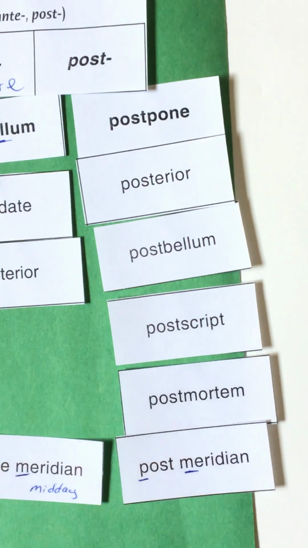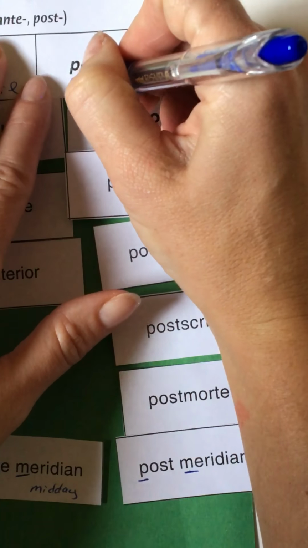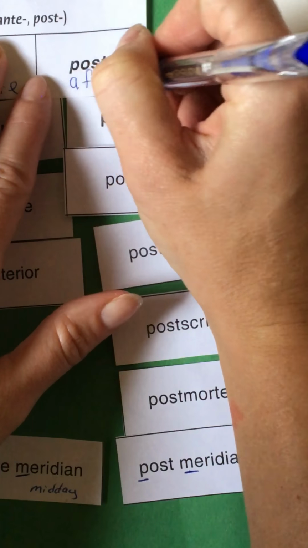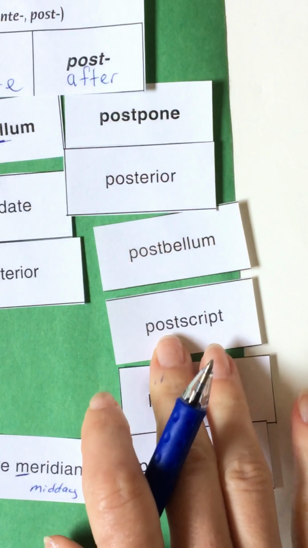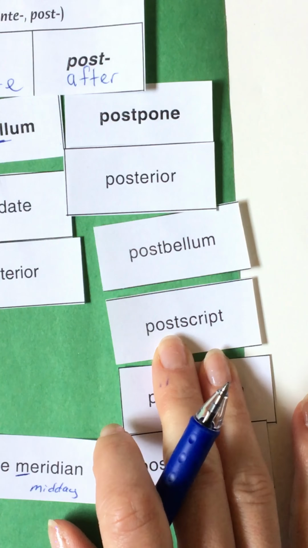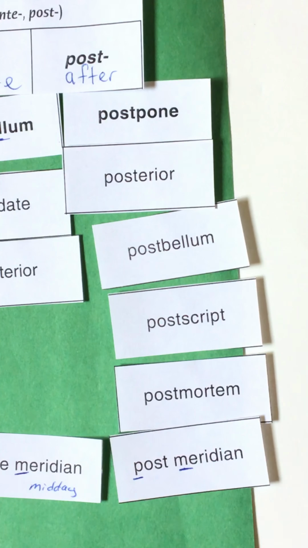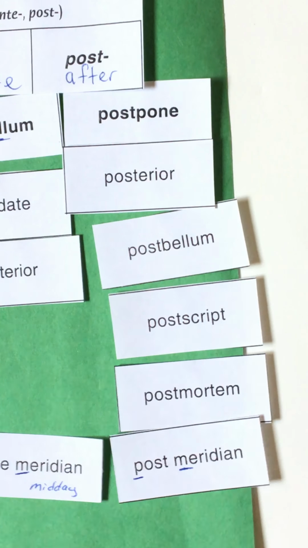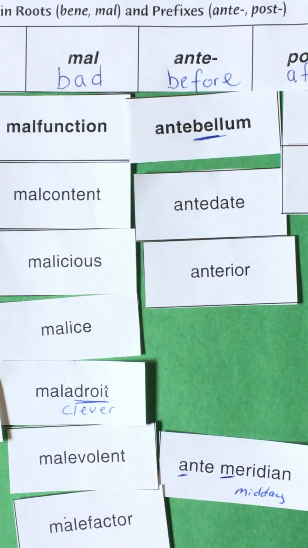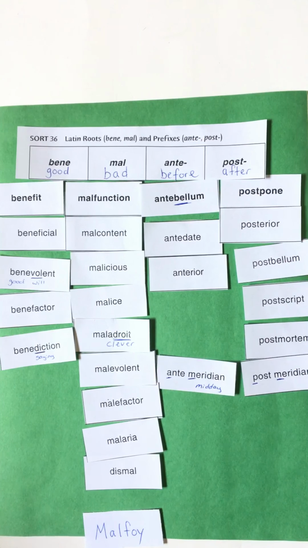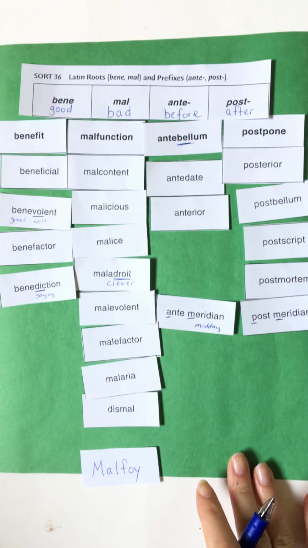Posterior is the back. To postpone is to put things off. So this means after. Postscript is writing that happens after the main part of the script. Postmortem is something that happens after somebody dies. If you want more information on some of these word meanings, please build your vocabulary by looking them up in the dictionary.